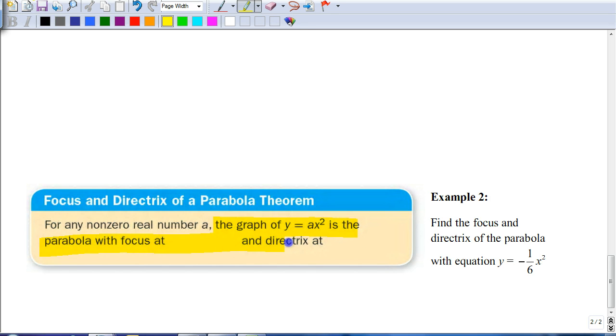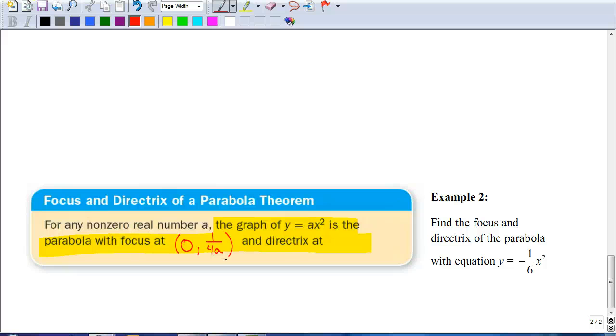So today we're going to be focusing on just when we have equations in this form, y equals a times x squared. When we have an equation in that form, the focus is going to be the point where x is 0 and where y is 1 over 4 times whatever a is. So remember, the focus is a coordinate. That's how we would get the coordinate. If I know the equation, if I know my value for a, I could find the focus by putting that value for a in here, and for these particular problems, x is always going to be 0, and your y value, like I said, would be 1 divided by 4a.